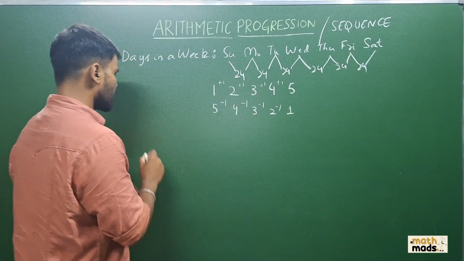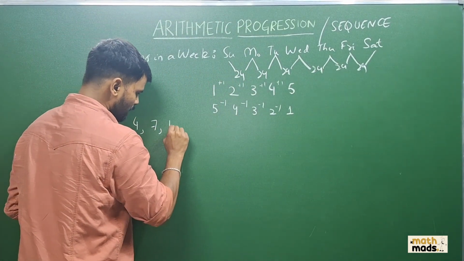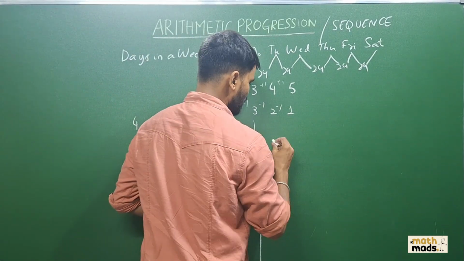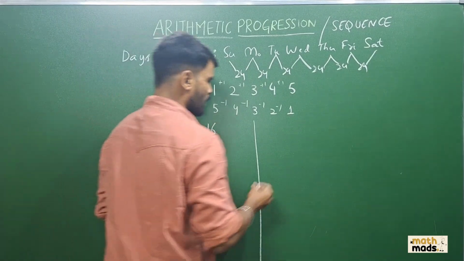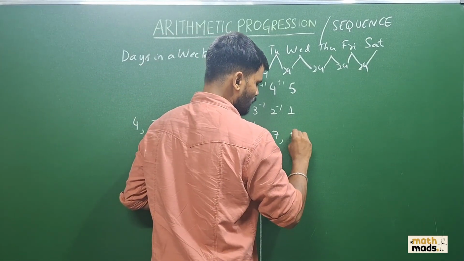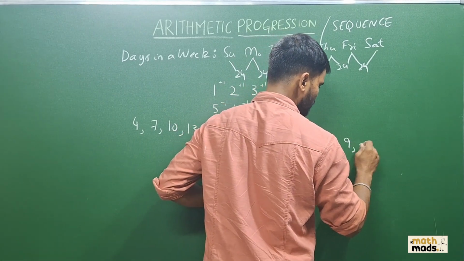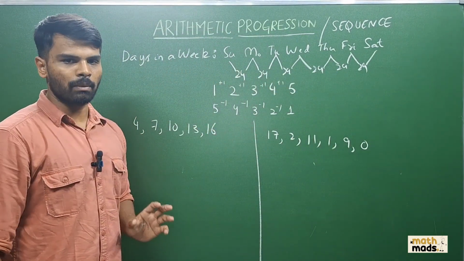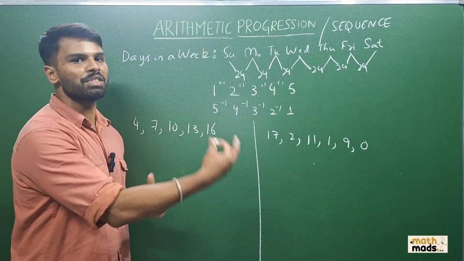Okay. First, I will take a sequence. Let it be 4, 7, 10, 13, and 16. I will take another list of numbers: 17, 2, 11, 1, 9, 0. Okay, so two lists of numbers are given here. Now you should figure out which is a sequence and which is not a sequence.